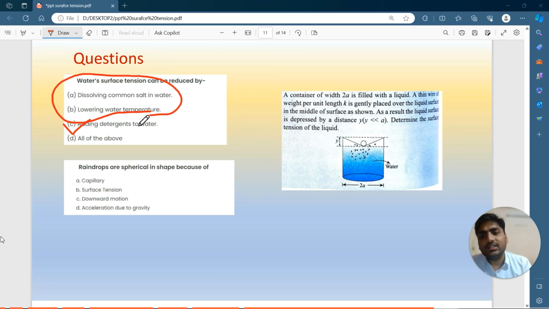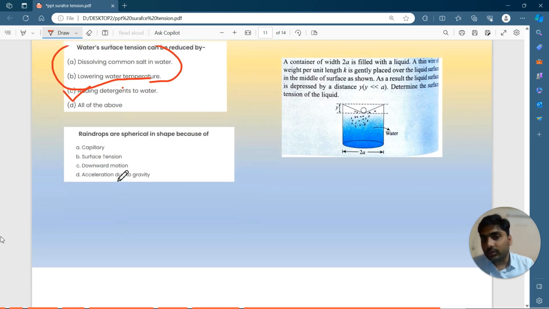For now, just take adding detergent to the water. We just saw adding soap or detergent decreases the surface tension. That's why we are able to wash dirt off using soap solution or detergent, but not with just tap water. Now moving to the second question.